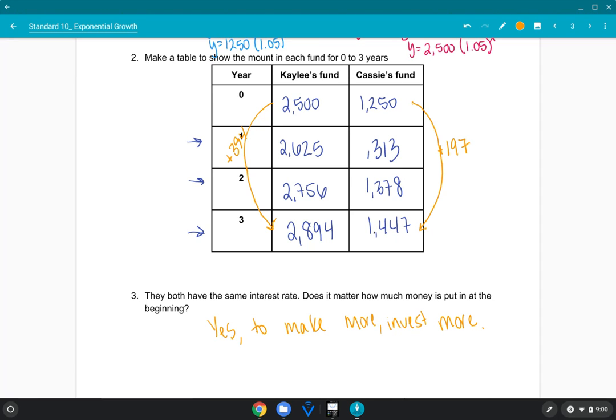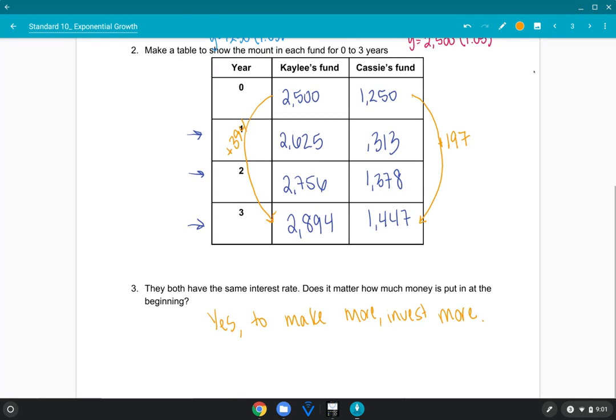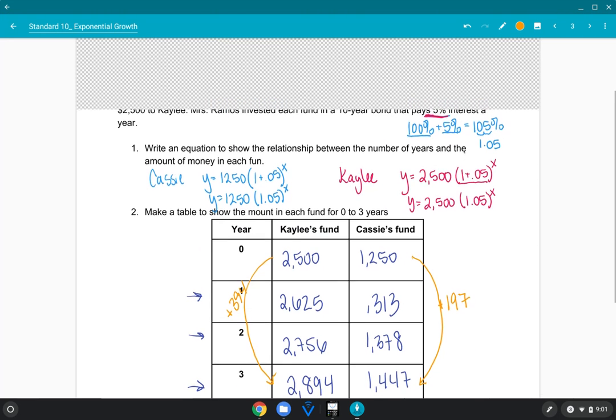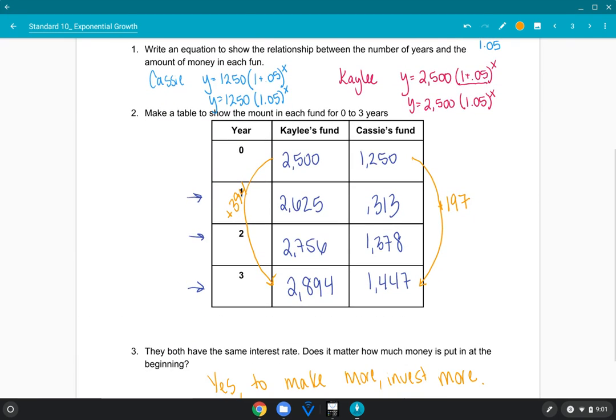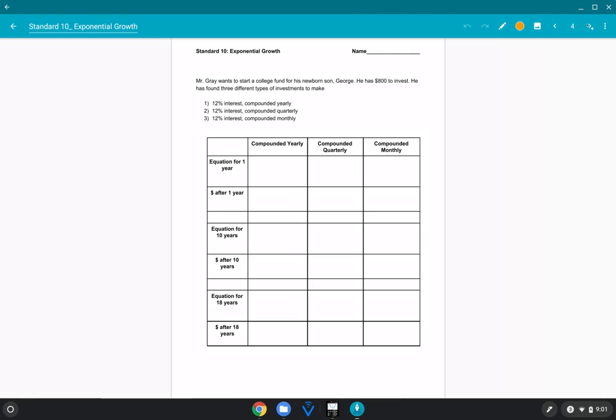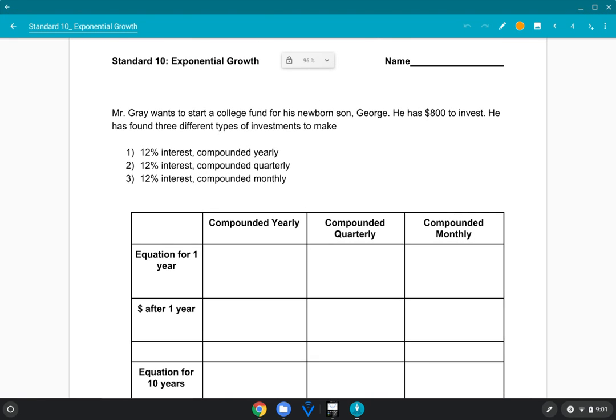All right. I mean, obviously, Cassie's not going to have as much as Kaylee, but if you look at how much money was increased, that's not a ton of money. Cool. All right. Now, this is what happens after this interest is compounded every year. See how we're dealing with years here? Every year. Now we're going to talk about interest that doesn't compound every year. It compounds more than that.